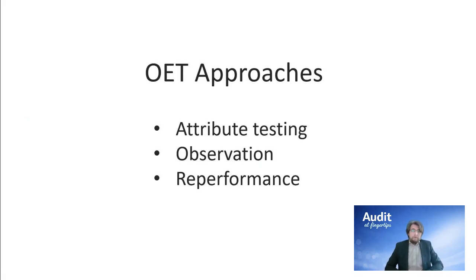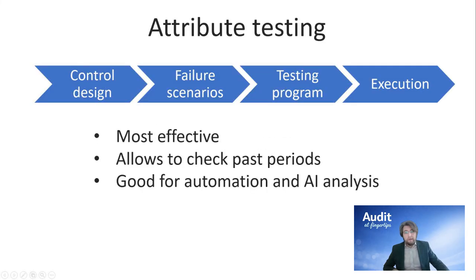Alright, so there are three main approaches to operating effectiveness testing. First is attribute testing, then observation, and reperformance. We will go one by one and check how each of them helps to demonstrate control effectiveness, or maybe may unearth some flaws. So attribute testing.